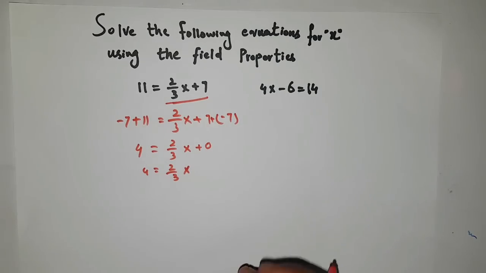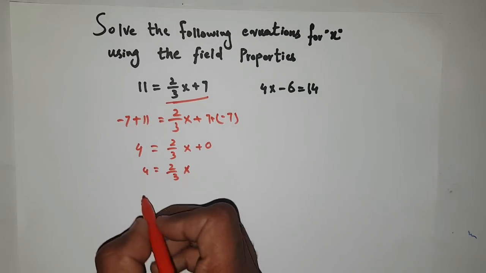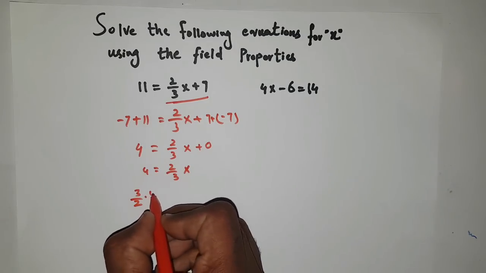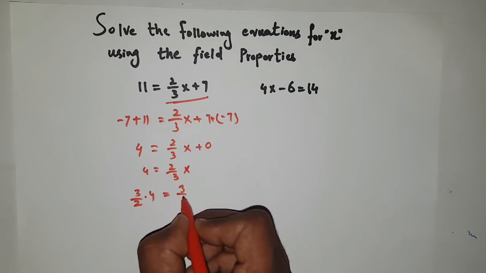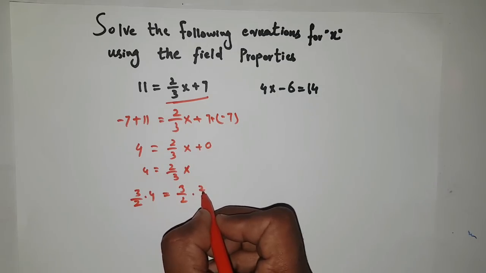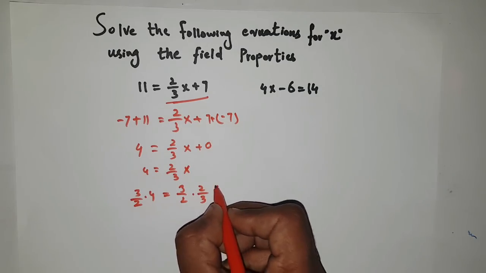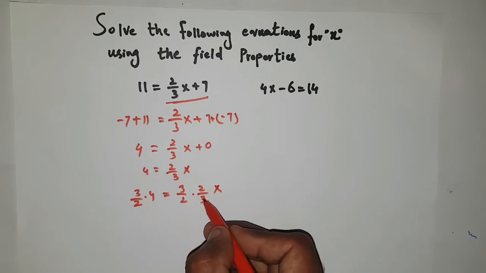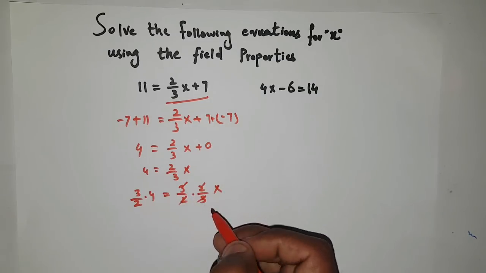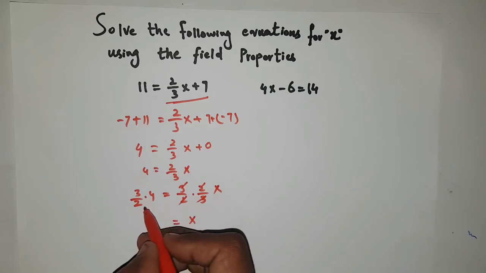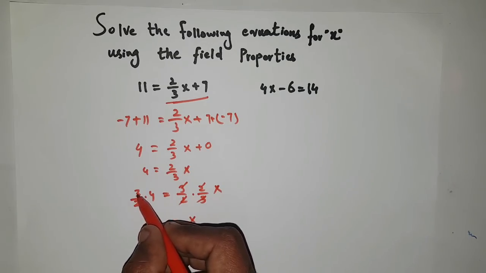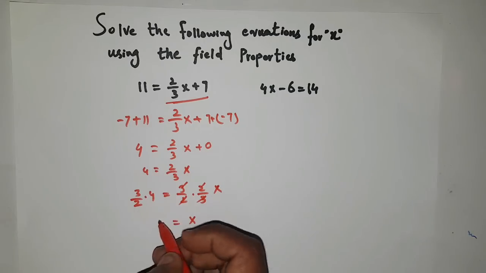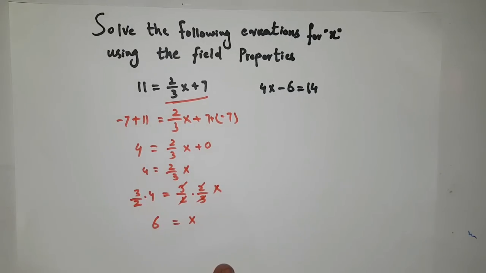Now we want to remove 2 by 3, so we will multiply with its reciprocal, which is 3 by 2. 3 by 2 dot 4 is equal to 3 by 2 dot 2 by 3 x. These cancel, so here we will get x, and here we will get 3 times 4, which is 12, divided by 2, which is 6. 6 is equal to x, and we can also write it as x is equal to 6. This is our solution.